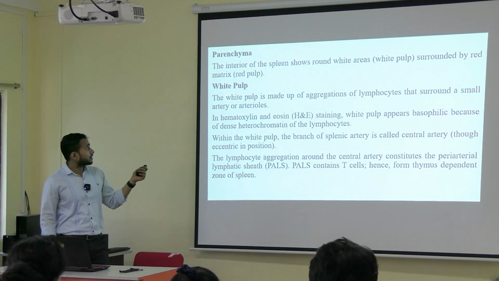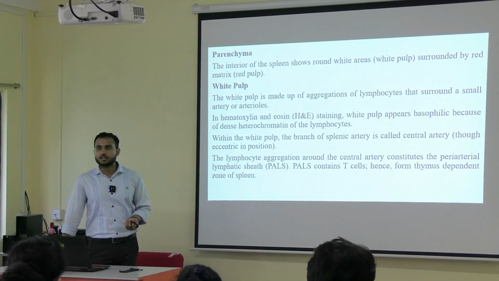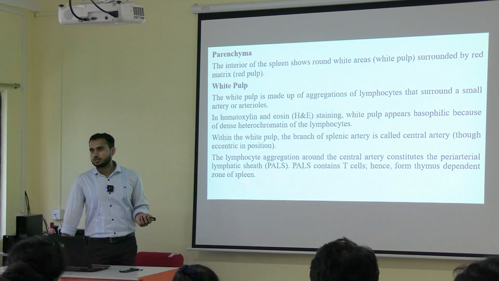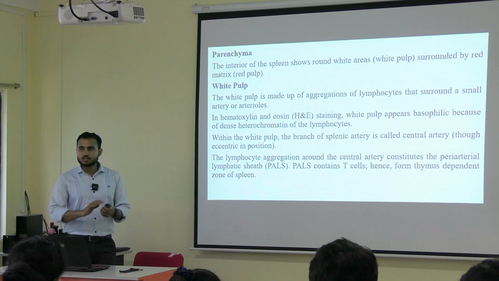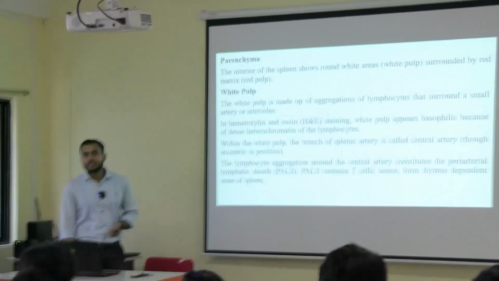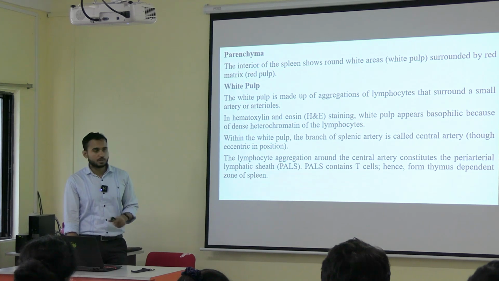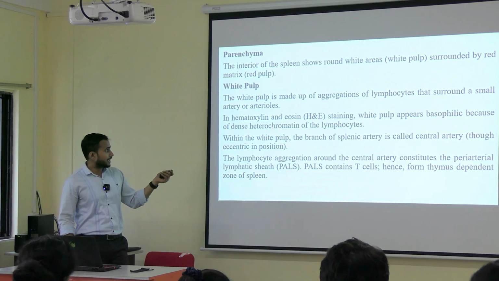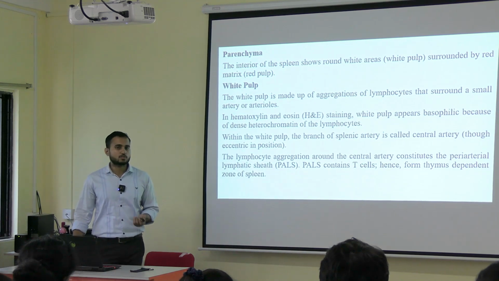Next, two parts are there in the parenchyma. What are they? White pulp and red pulp. So what is present in the white pulp? Just now we have seen. First of all, there will be an arteriole, and that is covered by the periarterial lymphatic sheath, which is formed by T lymphocytes. What will be the appearance of the white pulp? It is darkly stained, that is, basophilic.